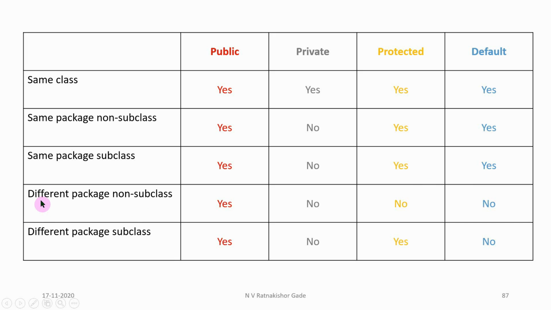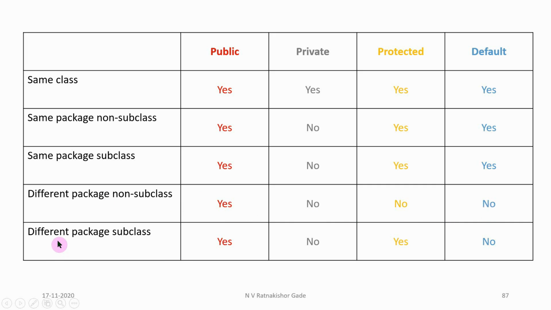So last but one, different package non-subclass. So we want to access a member which is present in a different class in a different package, but there is no relationship existing between those two classes. Then we can use public as access modifier. We cannot use private or protected or default.